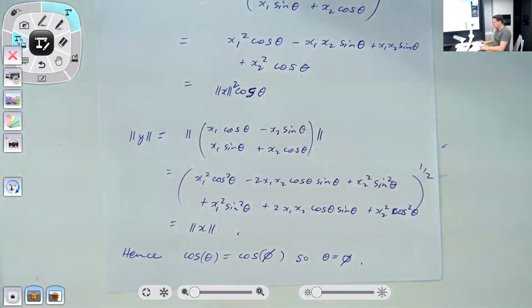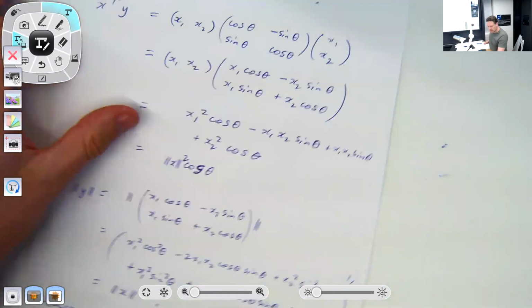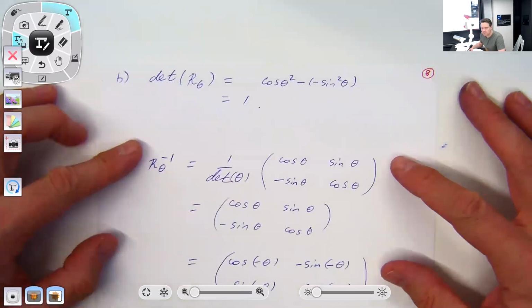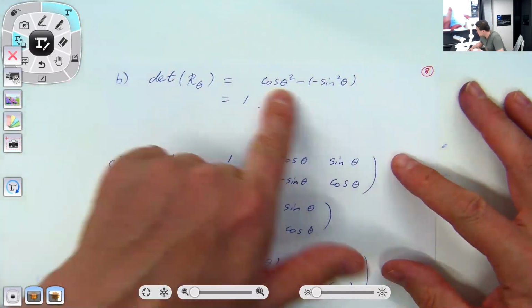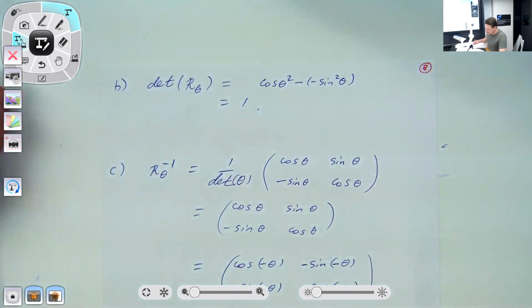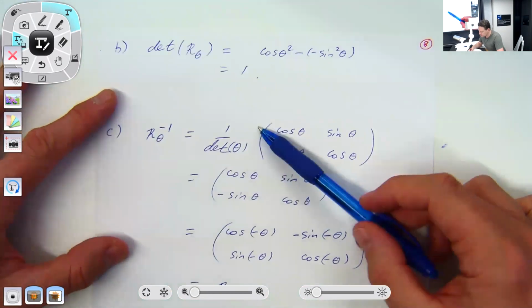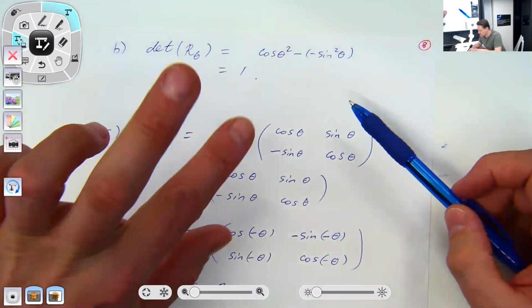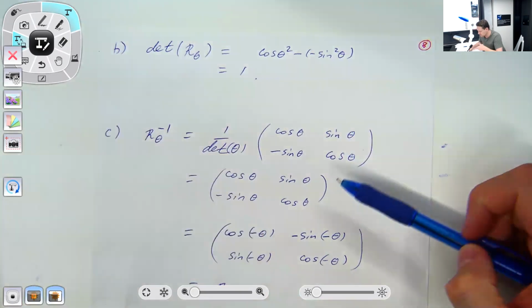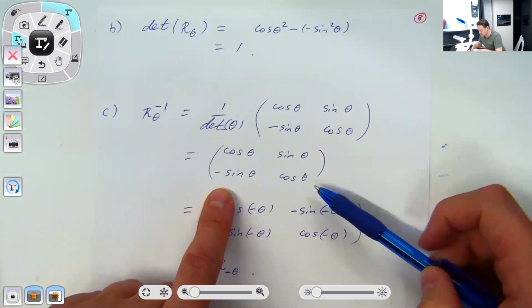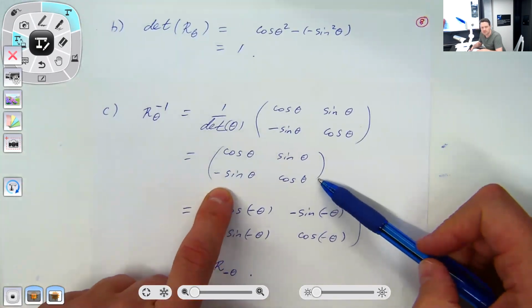Okay, now the last thing we should consider is what is the inverse of the rotation matrix? The determinant is quite easily 1, so the inverse is easy to calculate too. It's 1 over the determinant, that's just 1 there. So we swap the diagonal entries and put a minus sign on the other two. This is what we have, and so this is the inverse of the rotation matrix.